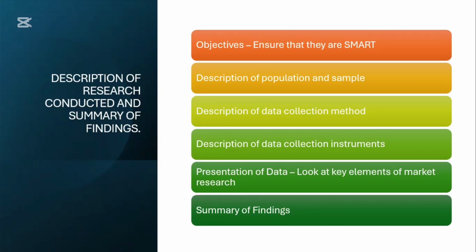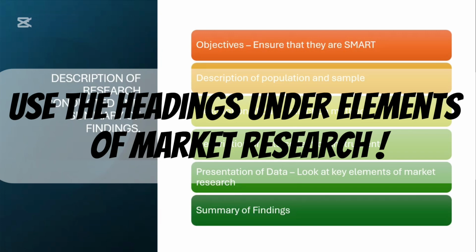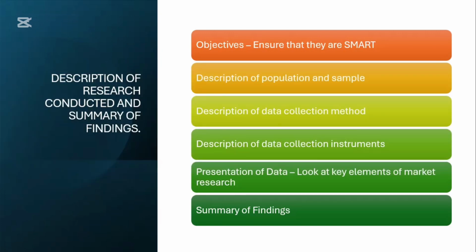In addition, the last thing that you have to do is a summary of findings. If you use the headings under the elements of market research, it will be very helpful in order to do a comprehensive summary. So those elements that I'm talking about are product characteristics, market analysis, sales analysis, consumer analysis or customer analysis, promotion, pricing, and also nature and level of competition. It can help in order to do a comprehensive summary of findings.